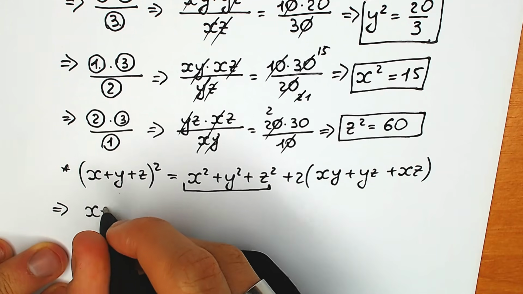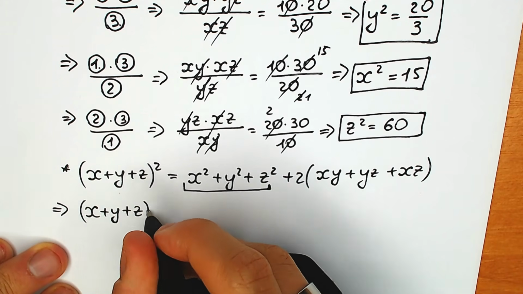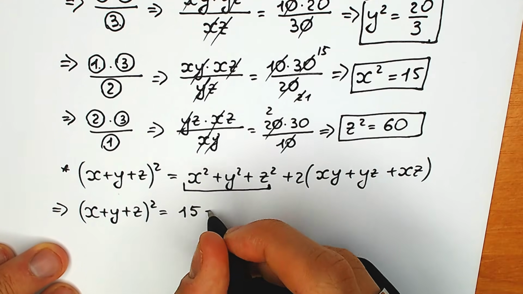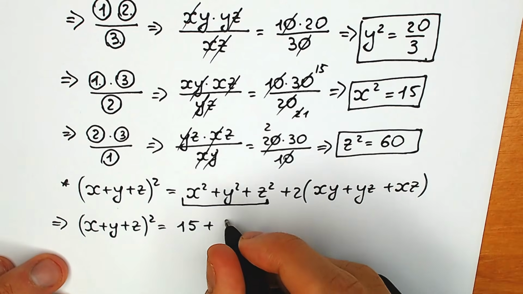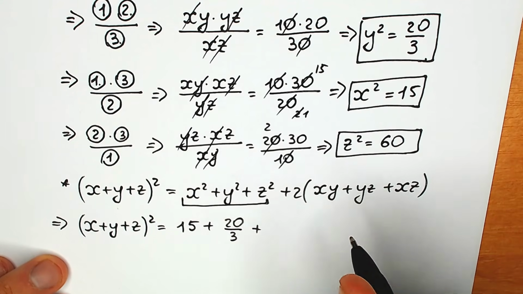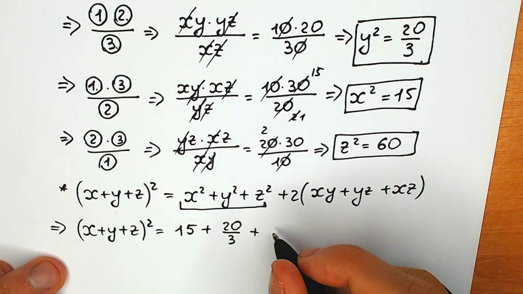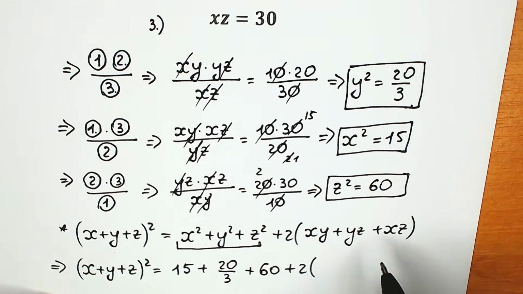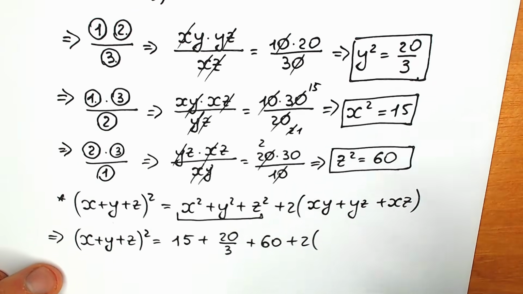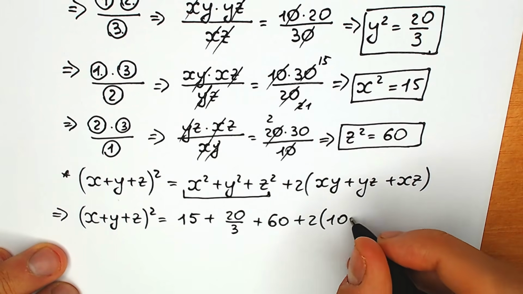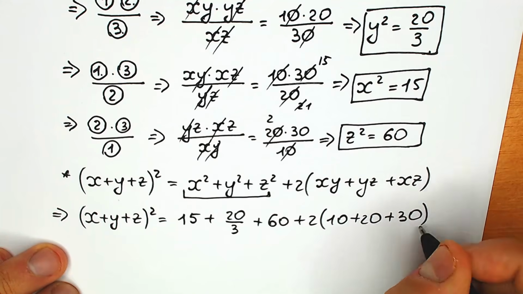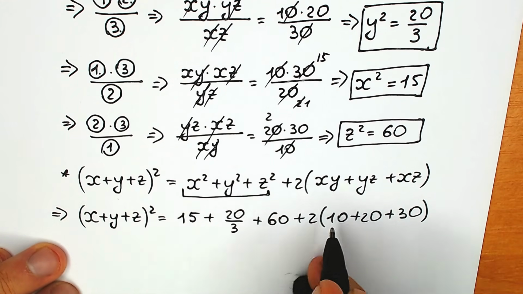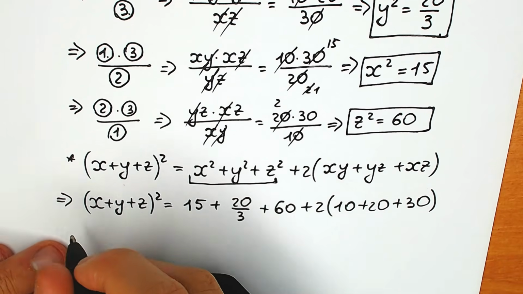So we have x plus y plus z to the second power equal to x squared, which is 15, plus y squared, which is 20 over 3, plus z squared, which is 60, and plus 2 times xy plus yz plus xz. So we have xy 10, plus 20, plus 30 from the beginning. Let's simplify it step by step, because right here we're going to have our final answer, because we need to find x plus y plus z. So let's simplify our expression on the right side.